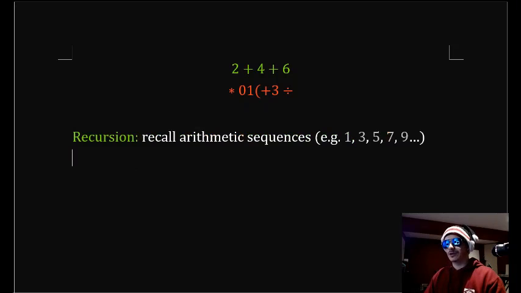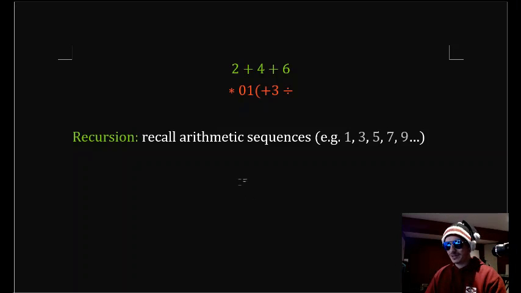First, we need to learn about recursion. So, recall arithmetic sequences, the ones you did in elementary school, where you'd start with some base number and then you'd increase by some other number for each step. In this case, we have the sequence 1, 3, 5, 7, 9. So we start with 1 and increase by 2 each time.